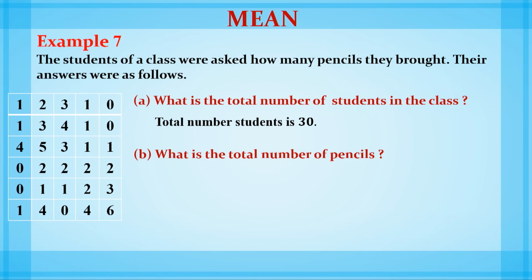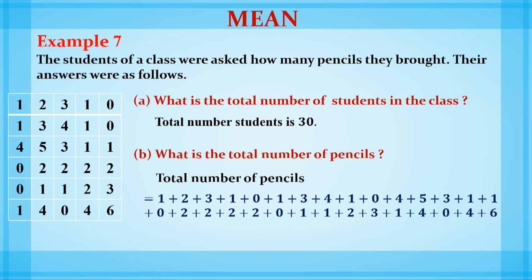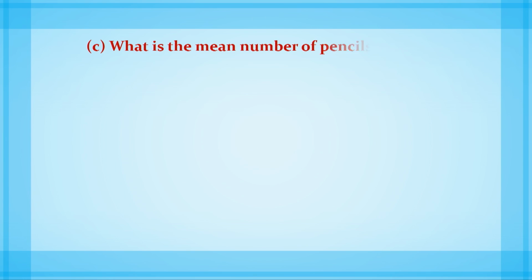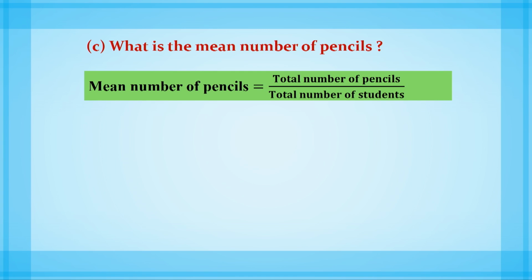Part B. What is the total number of pencils? Now, to obtain the total number of pencils, you just have to add all the data. Hence, the total number of pencils is equal to 60. Part C. What is the mean number of pencils? Remember, the mean number of pencils is equal to the total number of pencils divided by total number of students, which is equal to 60 divided by 30. Therefore, the mean number of pencils equals 2.